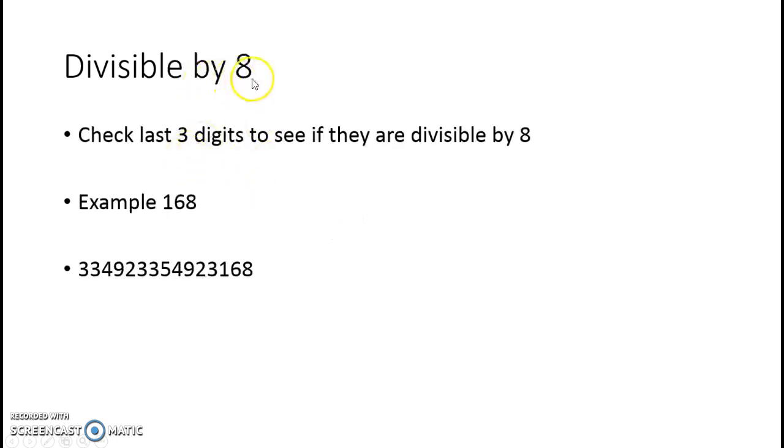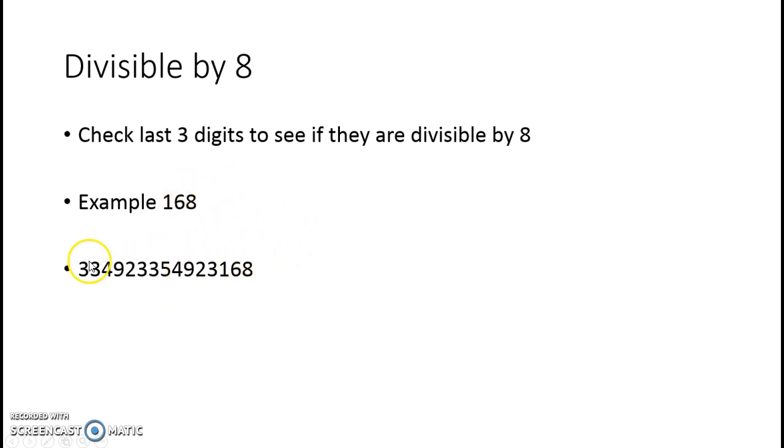Divisible by 8. Kind of similar to 4 for obvious reasons. All you have to do is check if the last 3 digits are divisible by 8. So for example, 168, we could see that it's divisible by 8. The 8 goes in there 2 times, and then 8 goes into 8 once. So 21 times 8 actually is that number.